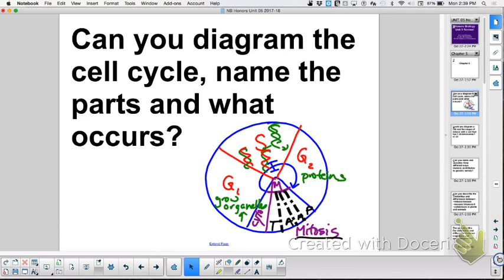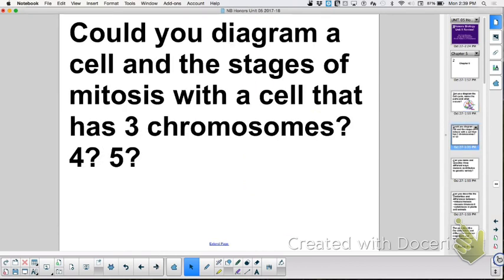Okay, so can we diagram the cell cycle and name the parts and what occurs? We can. All right, what else is in that chapter? Could you diagram a cell and the stages of mitosis with a cell that has 3 chromosomes, 4 chromosomes, and 5 chromosomes? Do you want to do one of those? Yes. Okay, so we'll do 4 chromosomes.